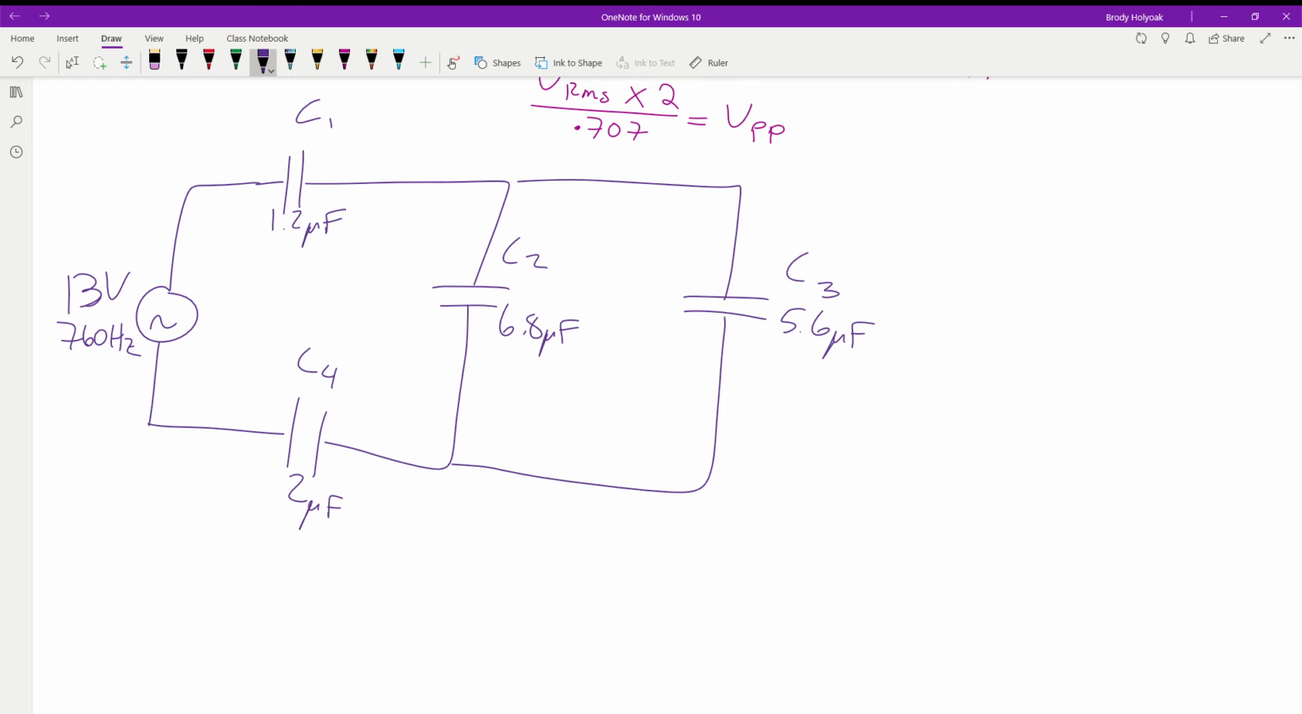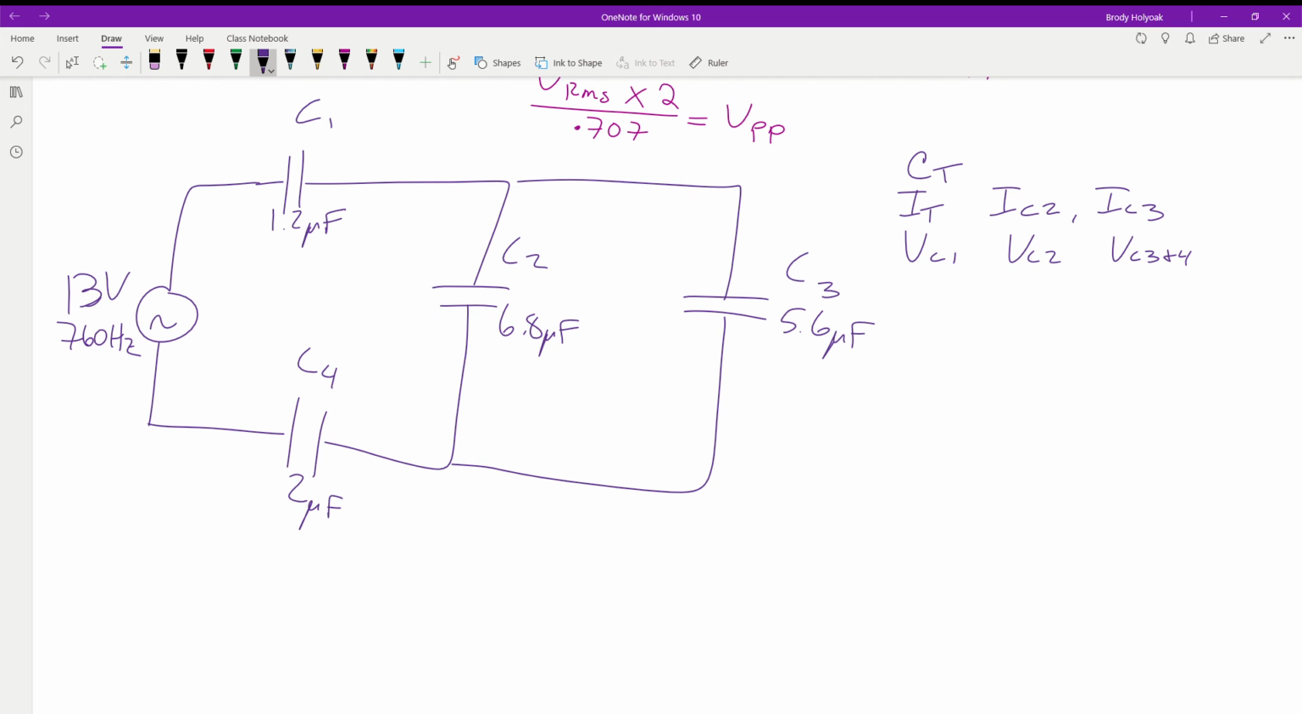Biggest things we want to look for on this guy is our capacitance total, the current total, current of C2, current of C3, the voltage of capacitor 1, voltage of capacitor 2, and the voltage of capacitor 3 and 4, because they will be the same.